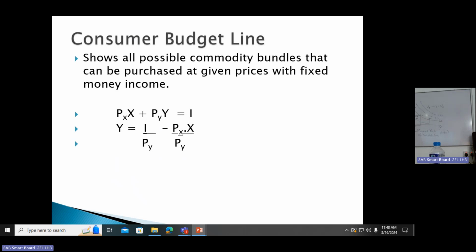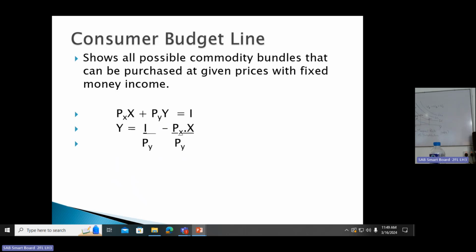Now we can express this equation in terms of y. To take y to one side, you can rearrange this, and then you divide by Py. So y equals I over Py minus Px over Py into x. Is it correct?